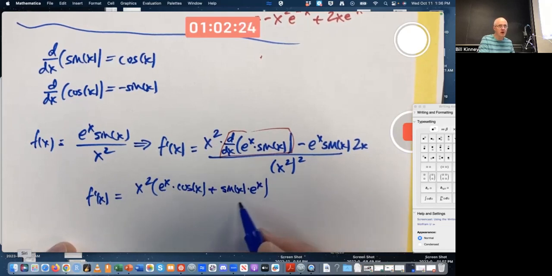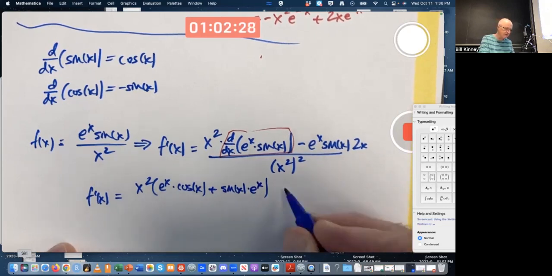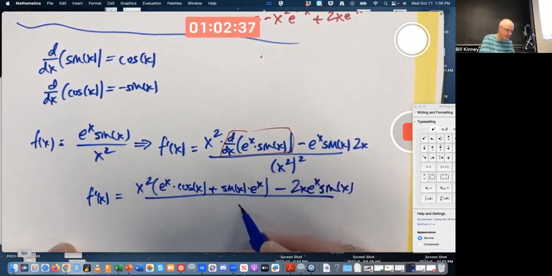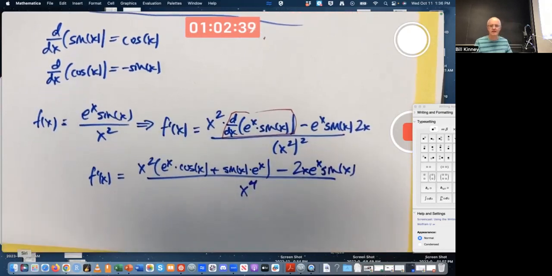And yes, multiplication is commutative as well. I could have the e to the x in front of the sine of x there. Rewrite the other term here like this, and simplify the bottom. X squared squared is x to the 4th. That is good enough for the gateway.